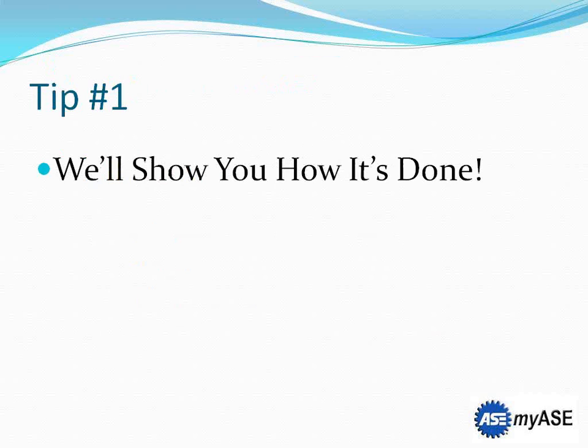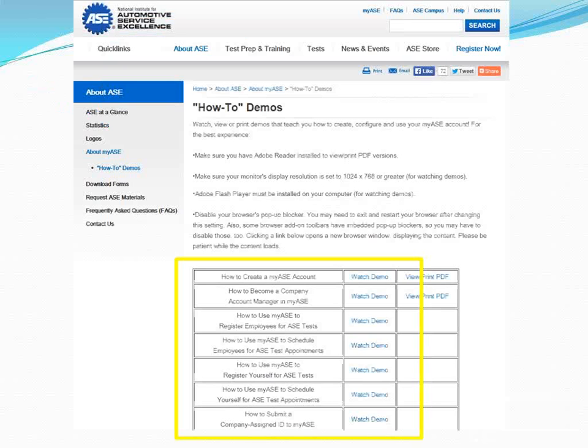So the first tip I just want to share with you tonight I'm going to call "we'll show you how it's done." What we mean by that is that on the ASE website, we have a list of demos that go through a lot of the click-by-click scenarios of typical use cases of using the myASE portal. You'll find them in the About myASE section off of the home page, where you can go to About ASE, and then About myASE and how-to demos. Or if you go to www.myase.com, you'll also see the same view, and you can select the how-to demos from there.